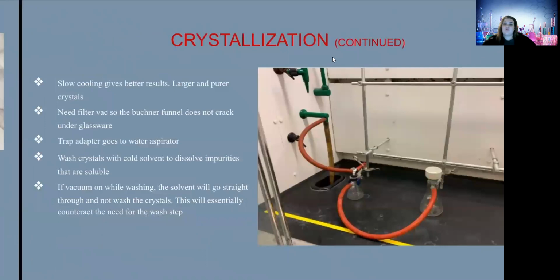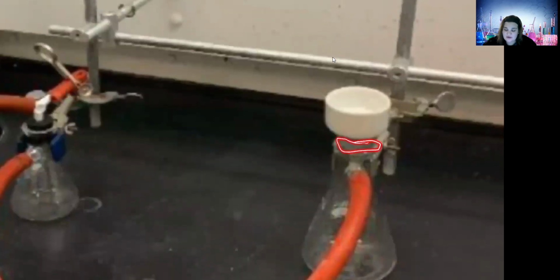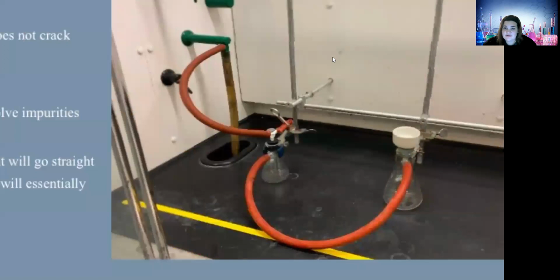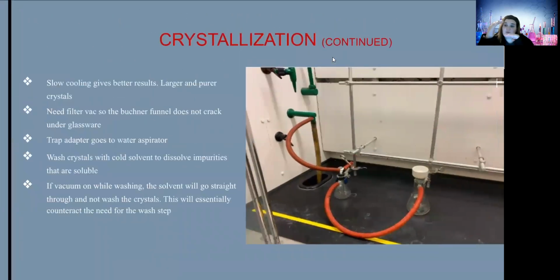From there, you want to perform vacuum filtration. This should have been what your vacuum filtration setup looked like. You should have these filter flasks, your trap adapter. You should have your Buchner funnel. And if you look ever so closely, you'll see that there's a filter vac underneath the Buchner funnel. Okay, you definitely want to have that filter vac. That prevents the Buchner funnel from coming into contact with the glass and potentially breaking. Okay, it also keeps the vacuum system closed really nicely so that you get really good suction.